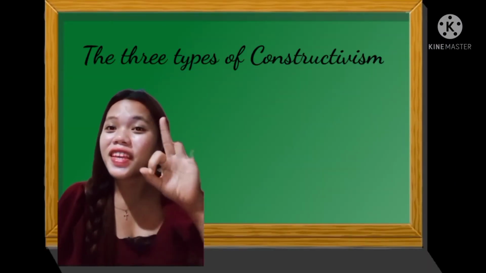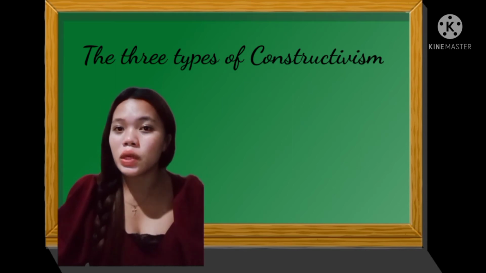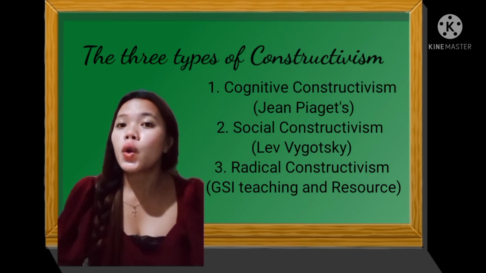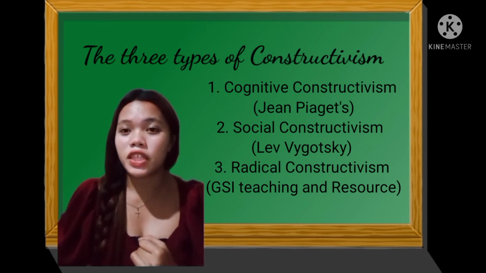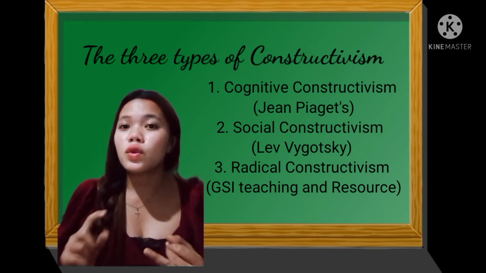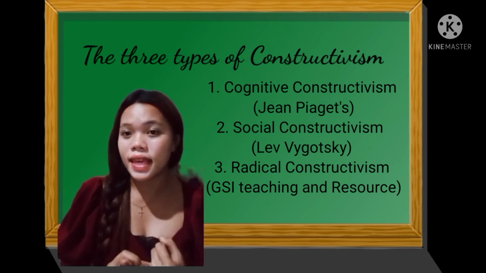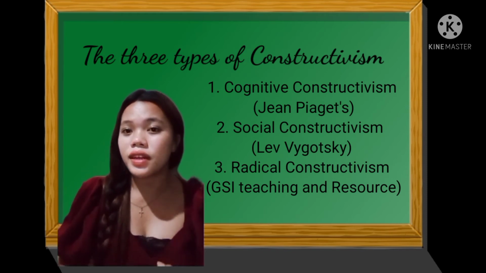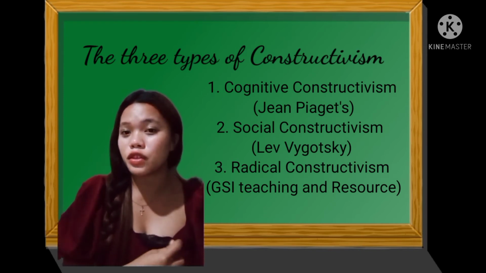There are three types of constructivism. Typically, this continuum is divided into three broad categories. First, cognitive constructivism, based on the work of Jean Piaget. Second is social constructivism, based on the work of Lev Vygotsky. And last is radical constructivism, according to the GSI Teaching and Resource Center.